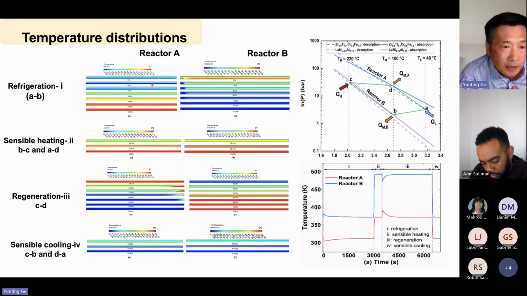And you can see the temperature change. So for the desorption process, the reactor A is the desorption process, and the reactor B is the absorption process.